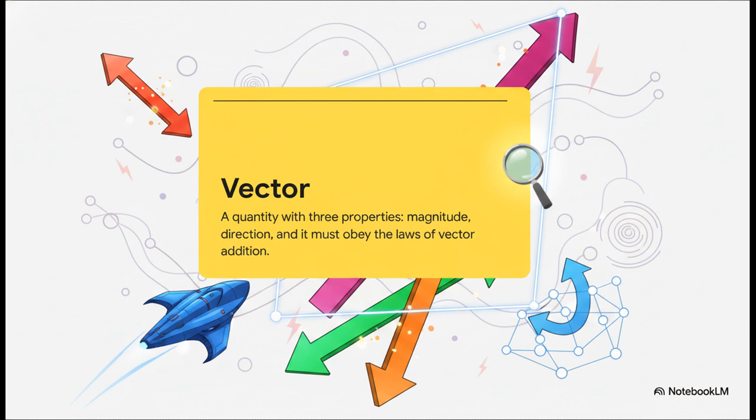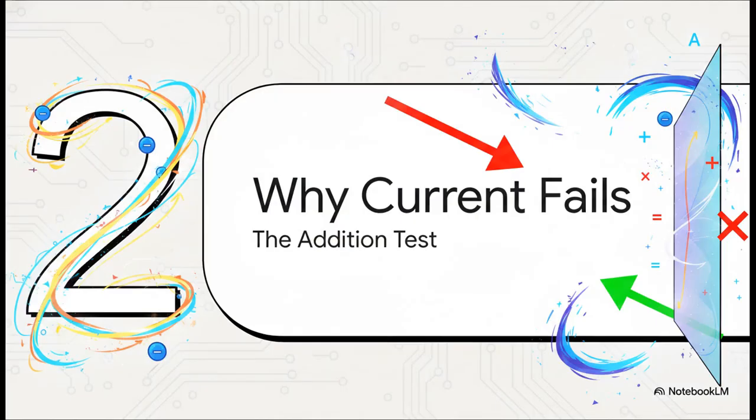Any real vector, whether it's force, velocity, acceleration, you name it, it has to pass all three of these checks. And that third one, that's where electric current fails big time. So let's put current to the test and see exactly where it falls apart. We've already established it has magnitude and direction. So far, so good. But what happens when two currents meet?